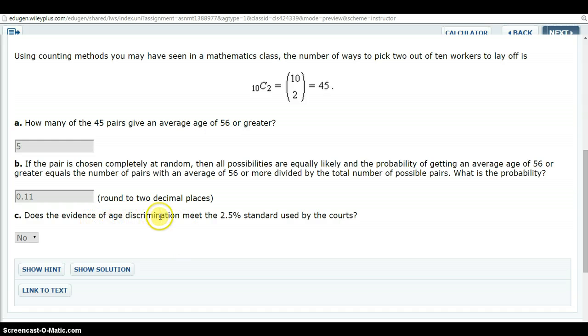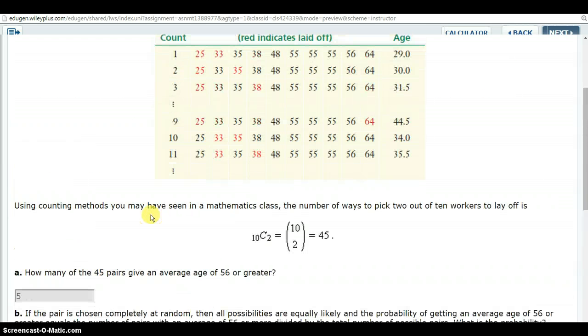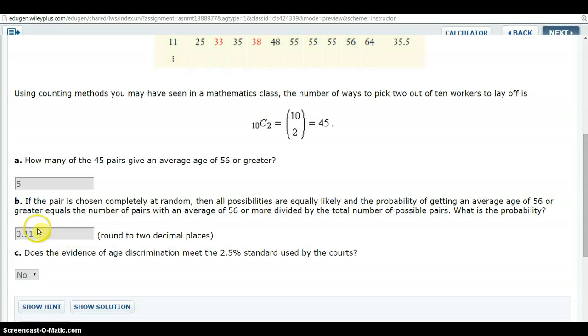So when we're looking for age discrimination, we want some kind of event that is so uncommon that it's unlikely to occur by chance. So this type of event, getting an average age of 56 or greater, would occur 11% of the time if it was being done randomly. In order to have some kind of discrimination basis, we need to be 2.5% or less. And right here we have 11%. If we convert this to a percentage, we have 11%. We do not meet this standard because we're not under 2.5, so we select no for this discrimination.